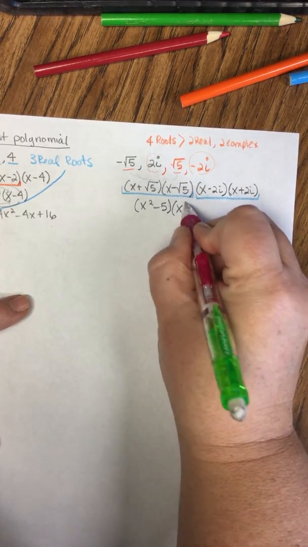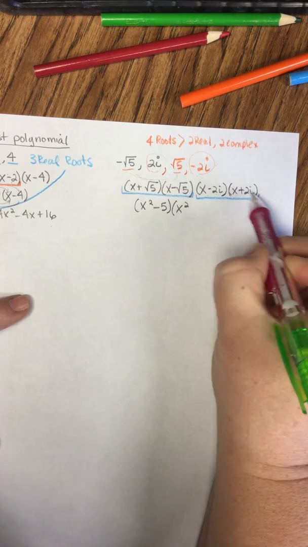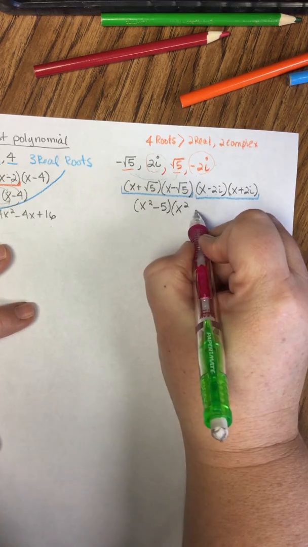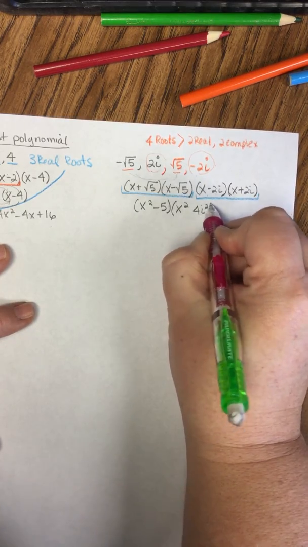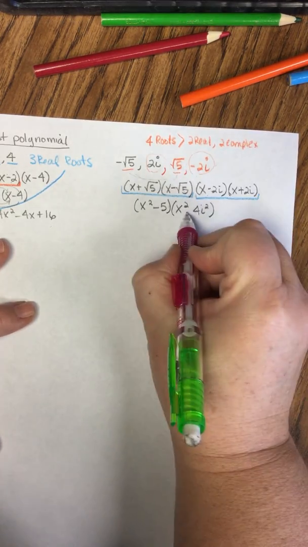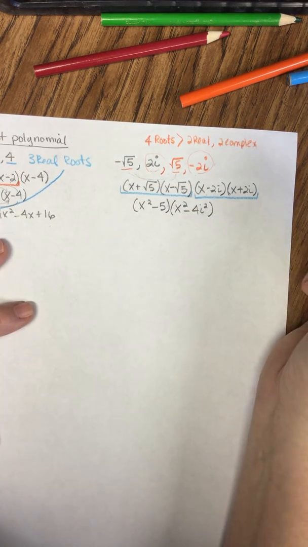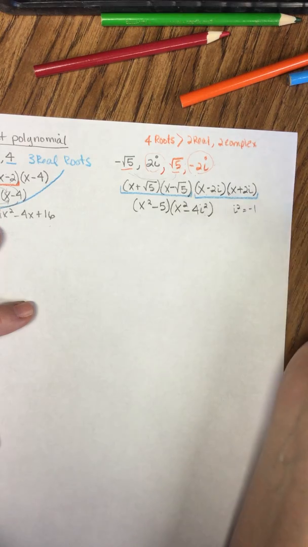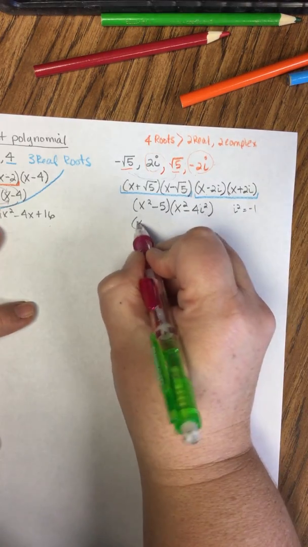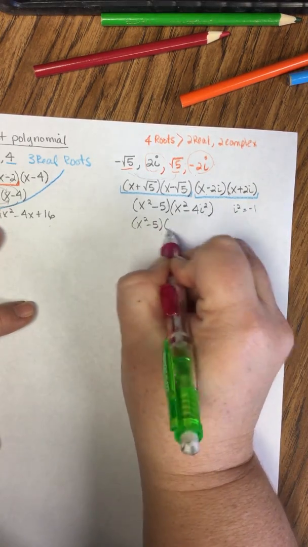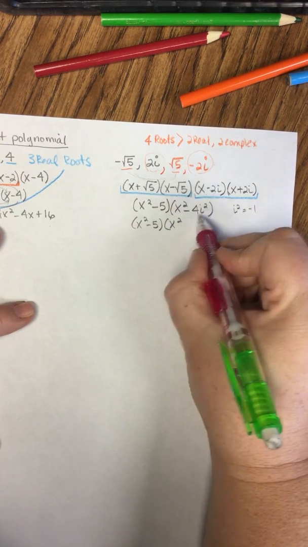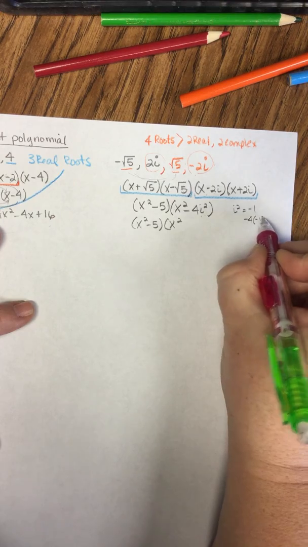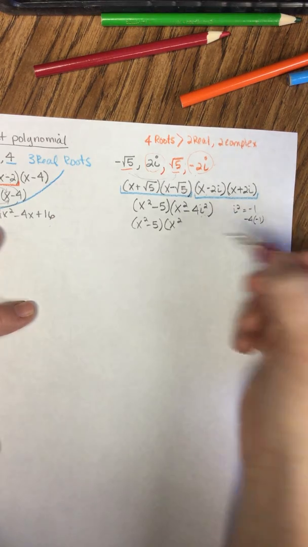x times x is x squared. 2i times 2i, that's the same thing as multiplying any variables. It's going to give me 4i squared. Negative times a positive makes a negative. According to our i circle, we know that i squared is equal to negative 1. Okay, so let's go ahead and clean this up. This is like saying negative 4 times negative 1, which gives me a positive 4.